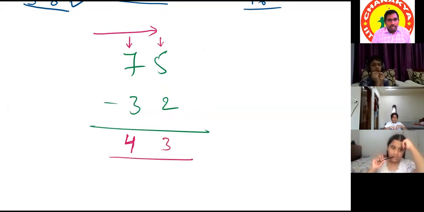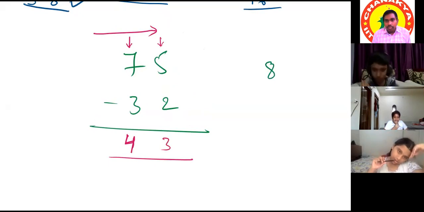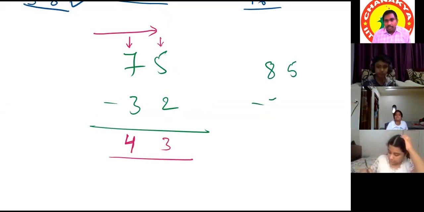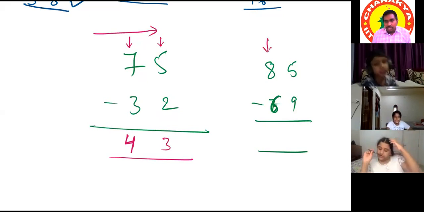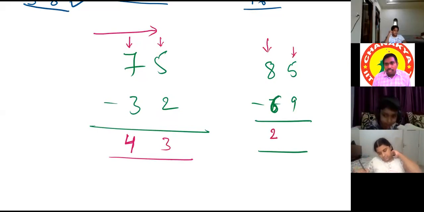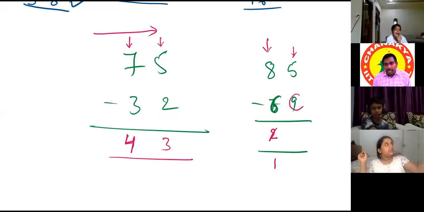Okay, see one more example. 85 minus 69. See the first column. 8 minus 6 is actually 2. Because the next place is a mismatch, you have to reduce this 2 by 1. Means it will be 1. Okay. Now add the complement of 9 to 5. Complement of 9 is 1. We have to add this 1 to 5. It will be 16.